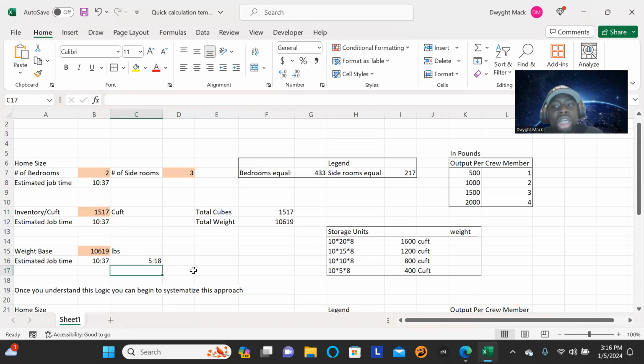So you're going to create a chart like this that covers you in the case where you need to know what the unload time will be, what the load time will be.